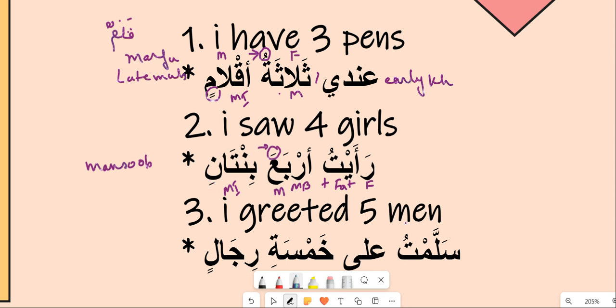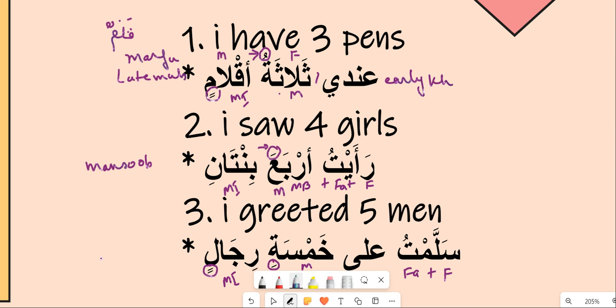And now we have: I greeted 5 men. Sallamtu means I greeted. So fail plus file and ala harf jar. Due to this harf jar, there is a kasra. So the mudaf is changing its haraka. And mudaf ilayhi is in majroor case, as this is mabni.